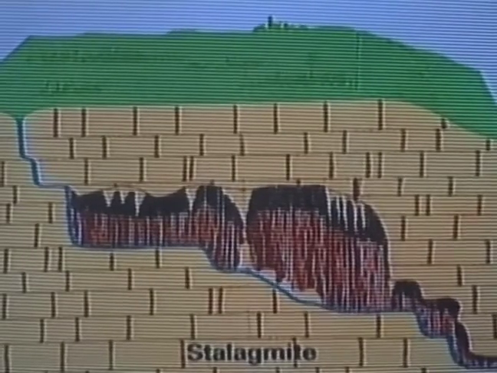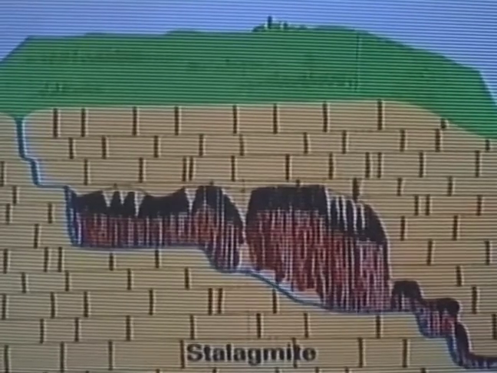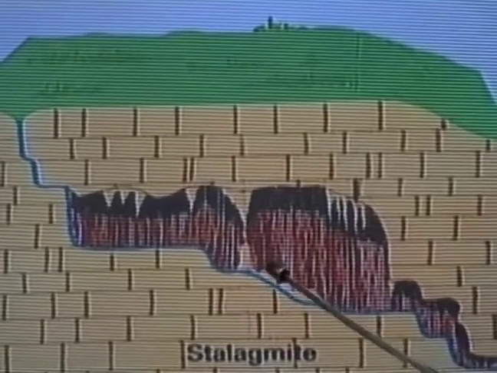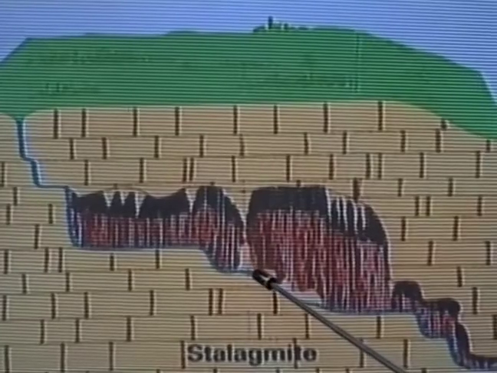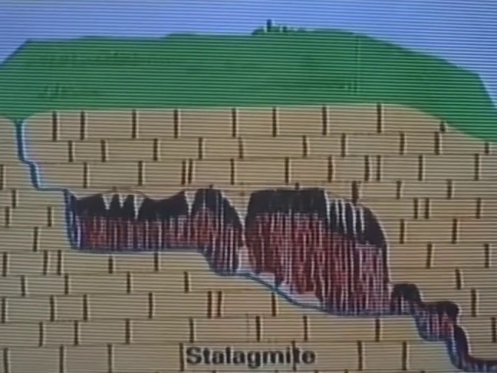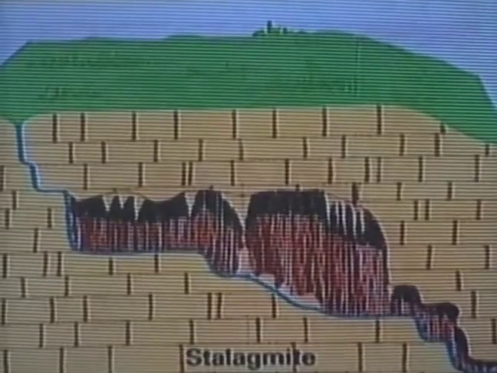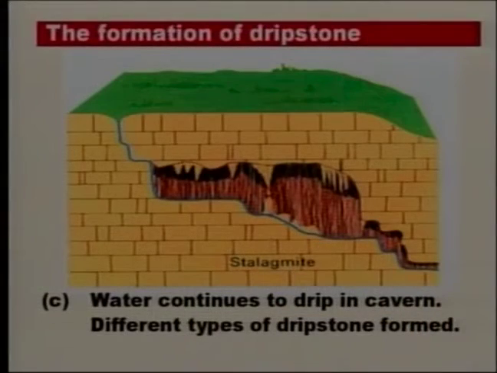The difference between them is that one is formed from the ceiling of the cave and hangs down, and the other one is formed from the base or the floor of the cave, and it grows up like a column or a pillar. Here we're looking at the formation of a dripstone.